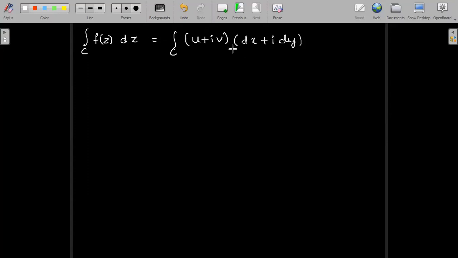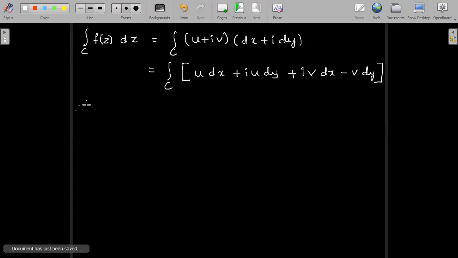Now let us multiply these two terms. This gives us the integral over C of the product, which I am writing: u into dx plus i into u dy plus i into v dx. i into i gives us i squared, which is minus 1, so minus v dy.